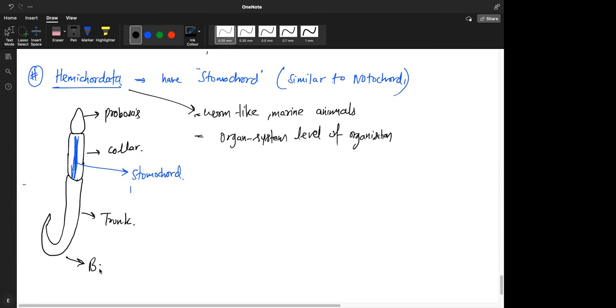Two examples you have to remember. One is balanoglossus, and the other is saccoglossus. Simple. So these are two examples. And they only contain this stomochord for some part of their life. It's not present for the whole part of their life. Do you understand?